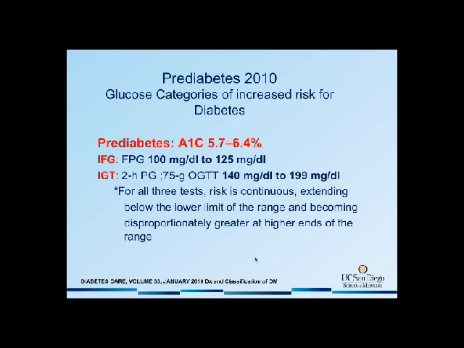The American Diabetes Association also kept the diagnostic criteria for impaired fasting glucose, which is a fasting plasma glucose of 100 to 125, and of course impaired glucose tolerance, which is having a 2-hour value of 140 to 199 on a 75-gram 2-hour OGTT.